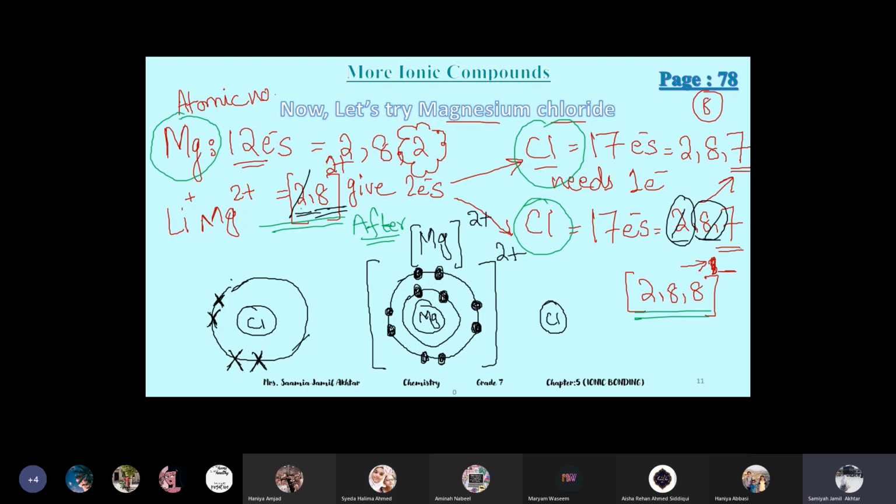In your book, I think the chlorine electrons are in dot, just to differentiate them.